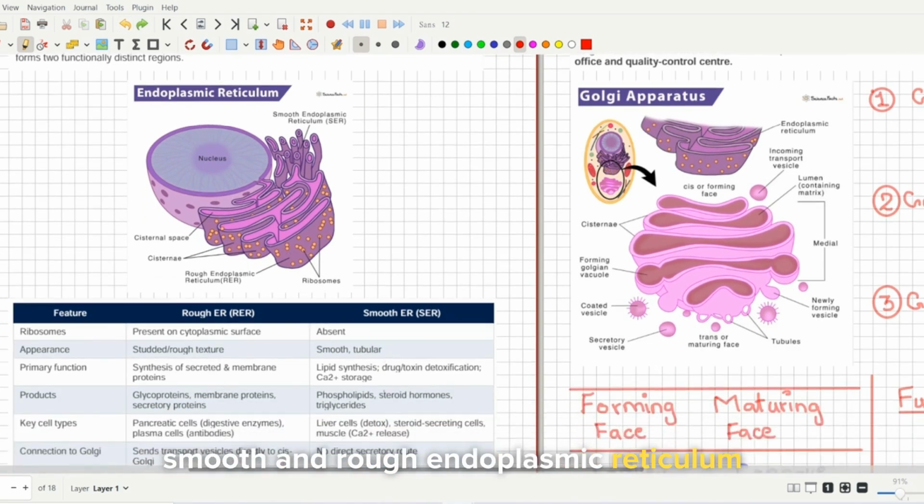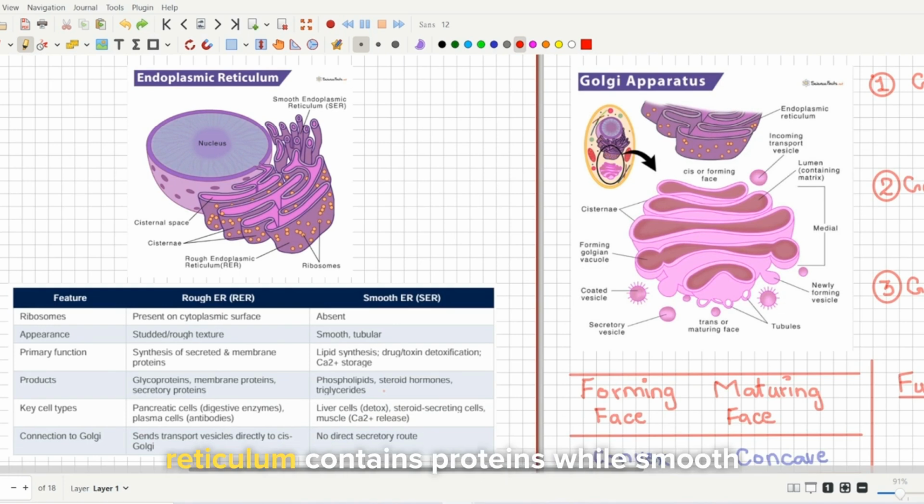Smooth and rough endoplasmic reticulum have differences. Rough endoplasmic reticulum contains proteins, while smooth endoplasmic reticulum does not. What do I mean by proteins? That is actually ribosomes. RER has ribosomes on its surface, which is why it is also called the factory of protein synthesis. Ribosomes are the factory of protein synthesis, and they are present on RER. So RER indirectly produces proteins, and that's why protein synthesis and secretion is a function of RER. SER does not contain any ribosomes, so it does not produce any protein.